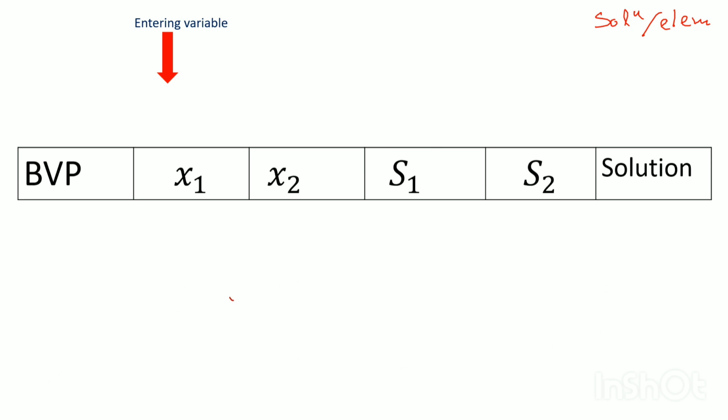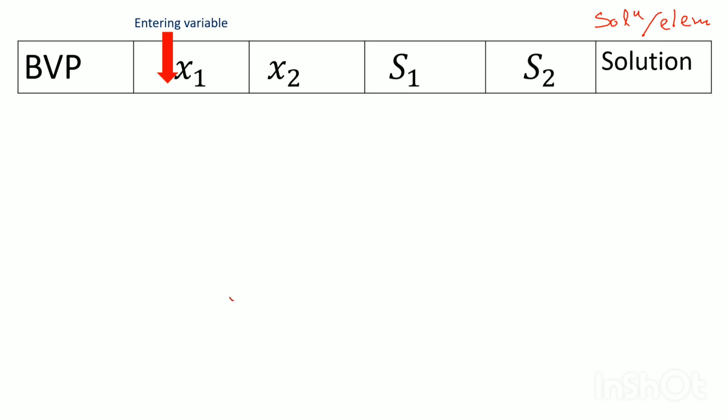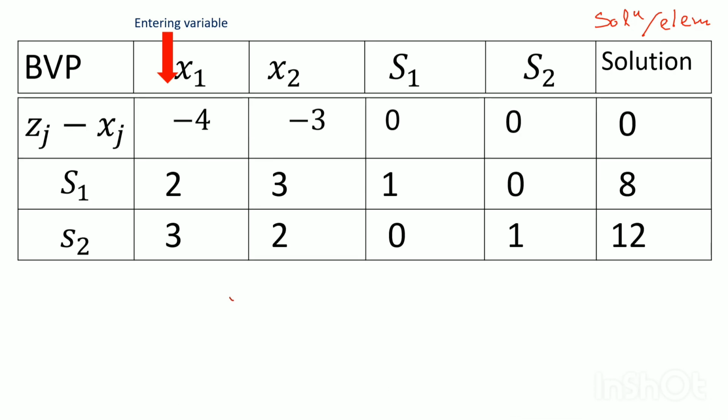So let's start to solve our problem. I will show the table. Okay, you see BVP, x1, x2, s1, s2 and solutions. And now zj minus cj, okay, it is not xj, zj minus cj: minus 4, minus 3, 0, 0. Okay, you will see the total table.